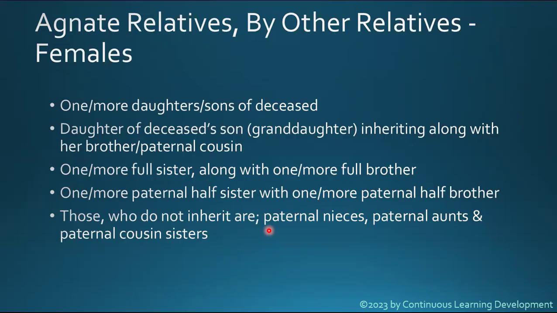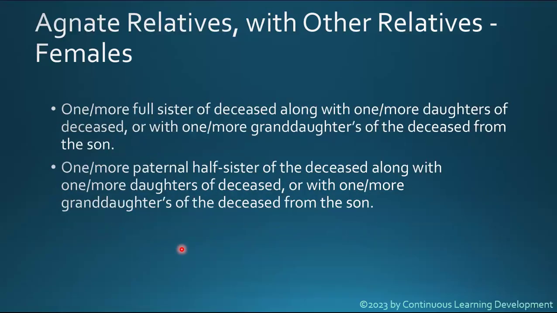They have to be from the male line and inheriting along with her brother or a paternal cousin. One or more full sisters along with one or more full brothers, one or more paternal half sisters with one or more paternal full brothers. Those who do not inherit are paternal nieces, paternal aunts, and paternal cousin sisters. These will not be the ones who are inheriting, whereas the paternal cousin brother can if there are no brothers standing in place.